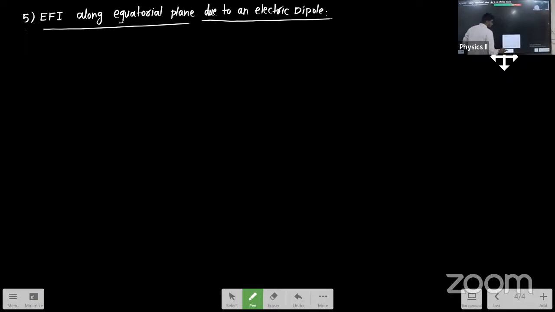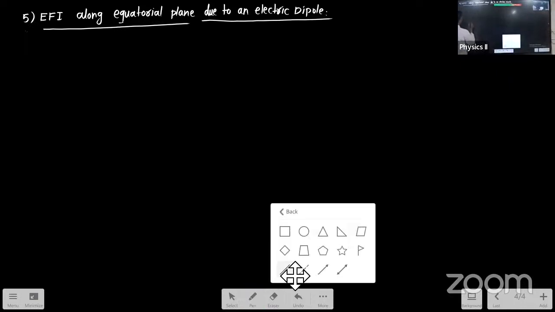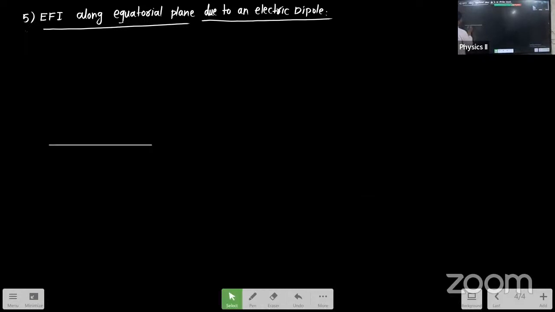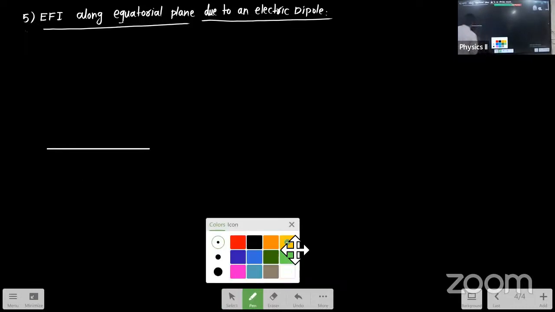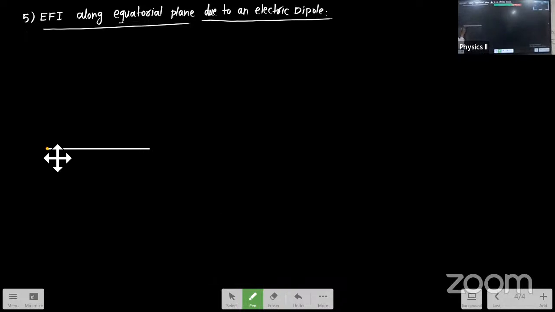So let us again consider an electric dipole. What is an electric dipole? An electric dipole is an arrangement which consists of two equal and opposite charges separated by a small distance. Let me assume a positive charge at this particular point, plus Q, and there is one more negative charge at this point. I am writing this one as what? Minus Q. And the distance between the charges of the electric dipole is how much? 2A. I am considering the center of the electric dipole, so this distance will become A, and this distance will become A. Let me consider this point as O.